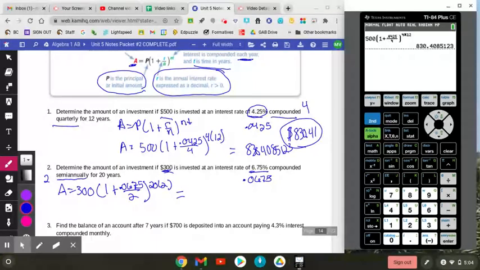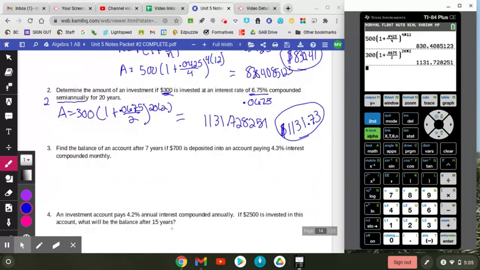I do that on my calculator. So 300 parentheses 1 plus alpha y equals 0.0675. Oops, missed my 7. Over 2, close parentheses, to the 20 times 2 power. And it's 1131.728251. It's money, so I can round. So it's $1,131.73.